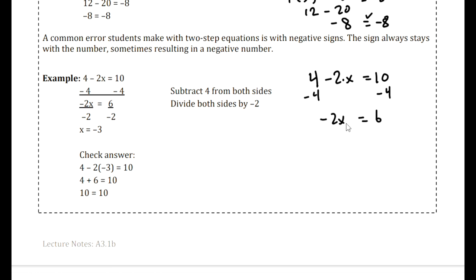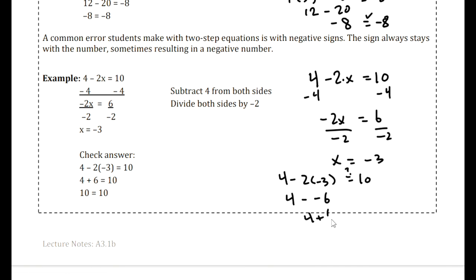And then if we have x times a negative 2, then we can divide both sides. The opposite of multiplication is division, so we divide both sides by negative 2, leaving us x equals negative 3. And of course we can check our answer, and we should. We replace x with negative 3, and we check to see if this is correct. So 4 minus negative 6, that's 4 plus 6, that's 10. 10 equals 10. That's the correct answer. x equals negative 3.